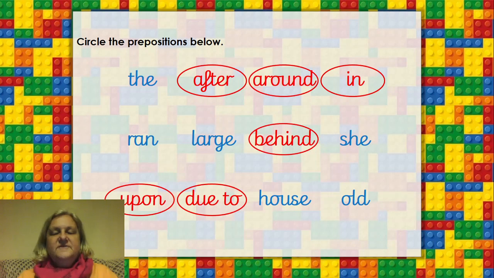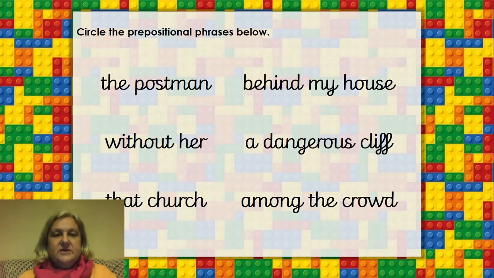So after, around, in, behind, and upon. After is a time one, around is a positional one, in is a positional one, behind is a positional one, upon is a positional one, so they're places, and then due to is the cause. When something happens due to something else, there's the cause one, okay?